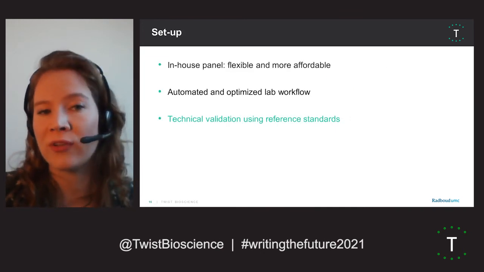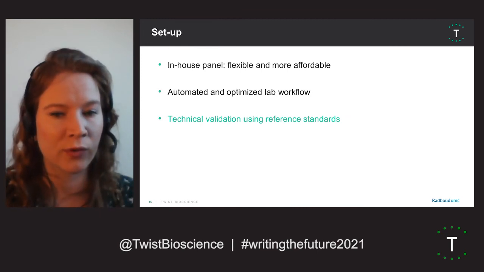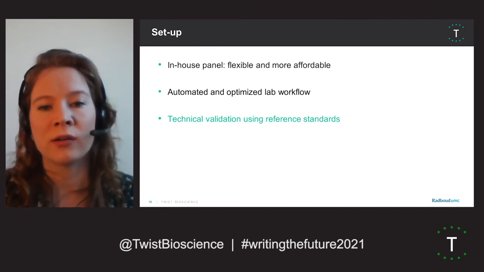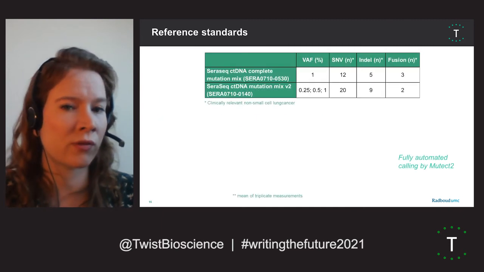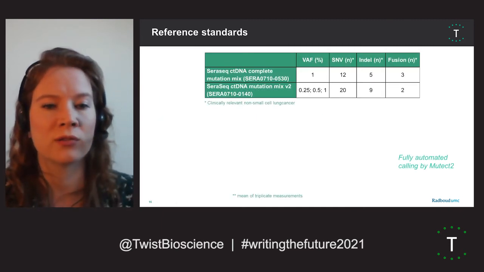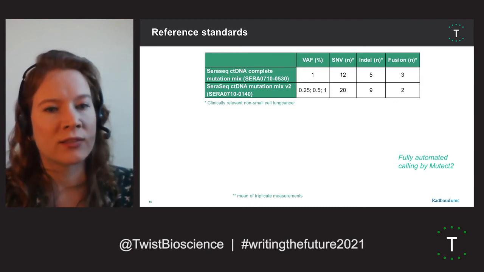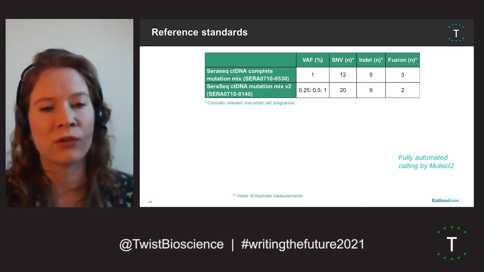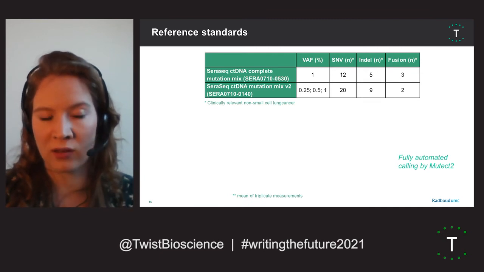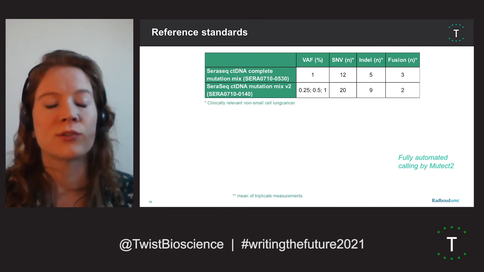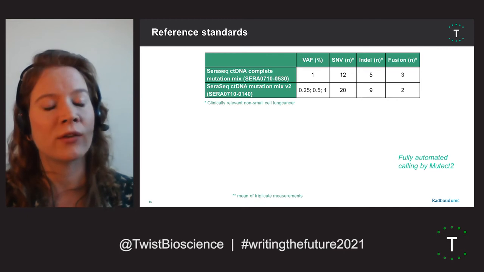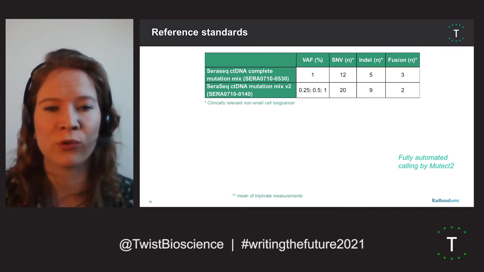Moving on towards the technical validation using a reference standard. Using reference standards, there are different availabilities on the market. One of them is a circulating sample that I show you here. These are synthetic samples in which different mutations are spiked in at different frequencies. So if you sequence them, you know that you need to pick these up to validate your sample.